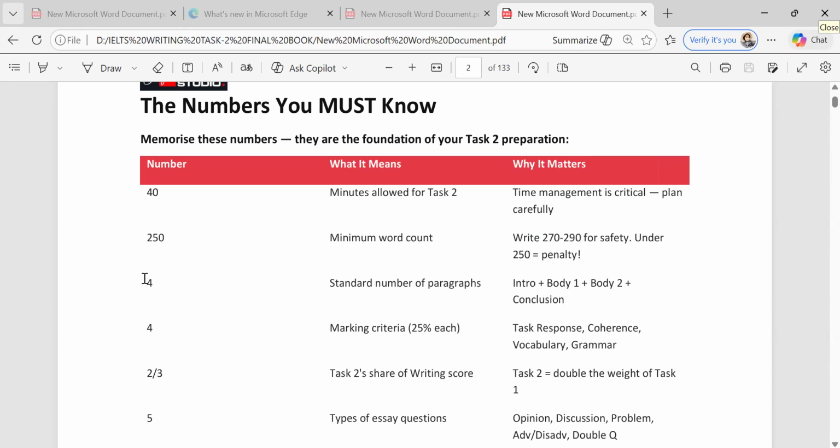Then how many paragraphs do we need to write? There are 4 paragraphs, the way we had written for task 1. The first paragraph is an introduction, then main body paragraph 1, main body paragraph 2, and the final one is the conclusion. And there are 4 marking criteria, the same way we had for IELTS writing task 1. Equal percentage of score: 25% for task response, 25% for coherence and cohesion, 25% for vocabulary and 25% for grammar. And as I told you earlier, task 2 has double the weight of task 1.